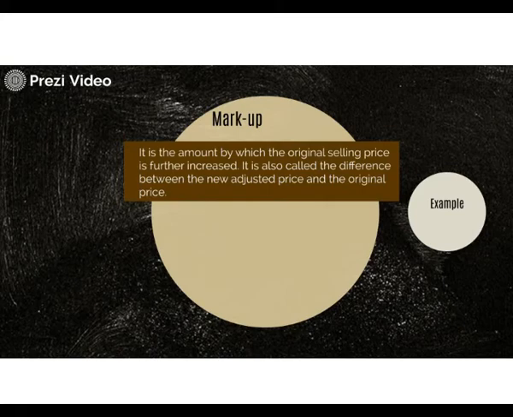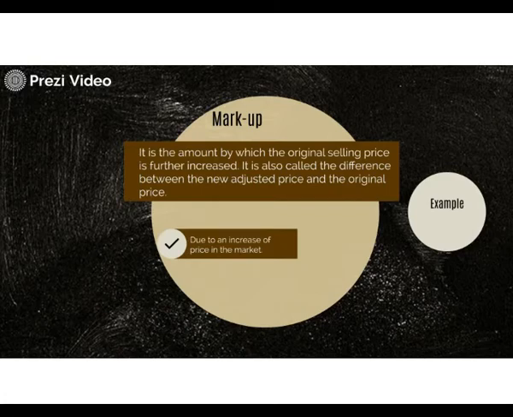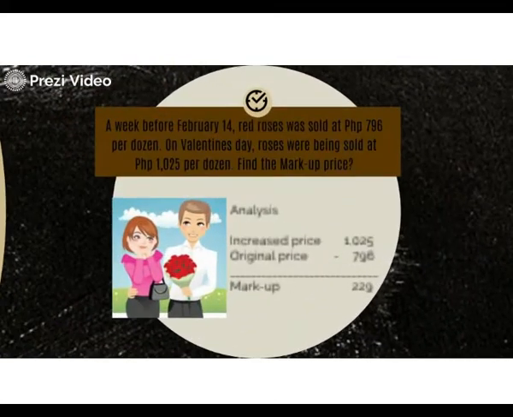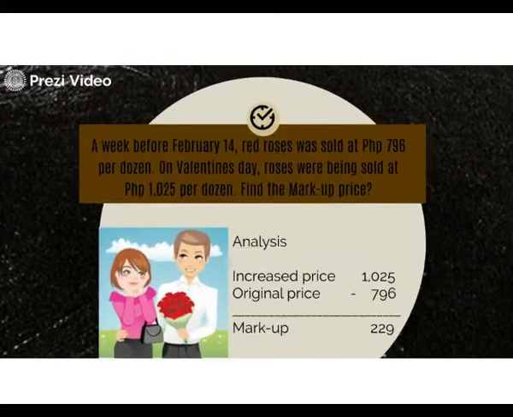We have two reasons here why the business owner marks up their product or their item. The first one, due to an increase of price in the market. And then the last one, due to an insufficient supply. Okay, so let's proceed with an example for markup.